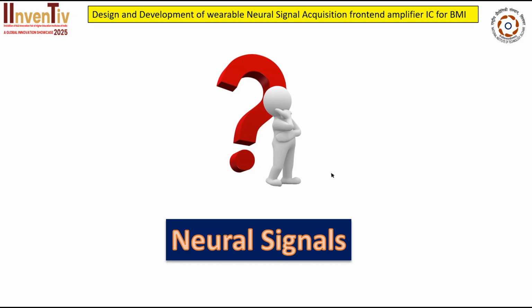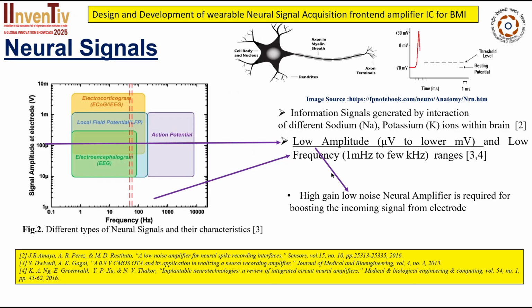So before designing any BMI system or neural signal acquisition system, we should know what neural signals are and what the characteristics of neural signals are. These are the slides where I have shown what neural signals are and what the types of neural signals are; amplitude and frequency ranges I have depicted.